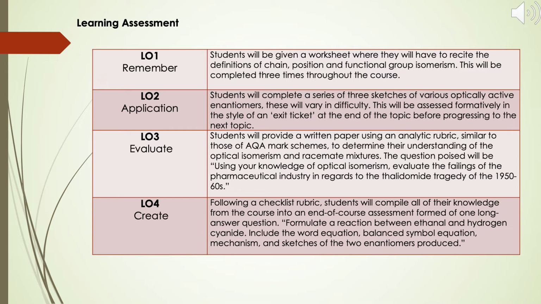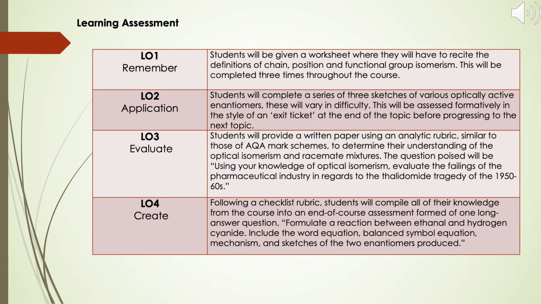Next, for learning objective 3, the students will create a written paper, and they'll do this by following an analytical rubric, and this will be similar to the mark schemes provided in the AQA examinations, and these will be used to determine their understanding of optical isomerism and racemic mixtures. The question posed to the students will actually be: using your knowledge of optical isomerism, evaluate the failings of the pharmaceutical industry in regards to the thalidomide tragedy in the 1950s to 60s.